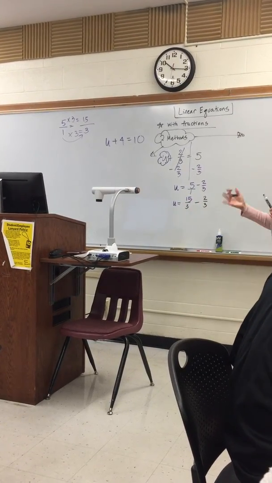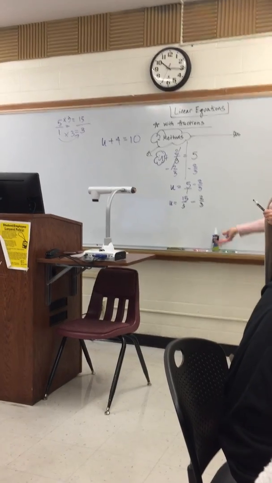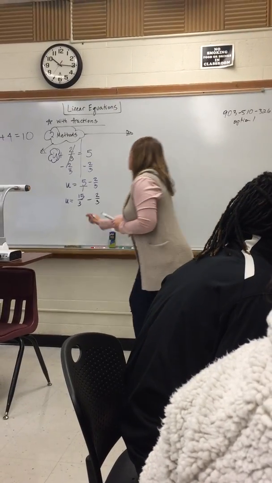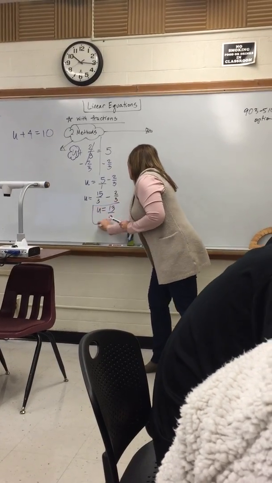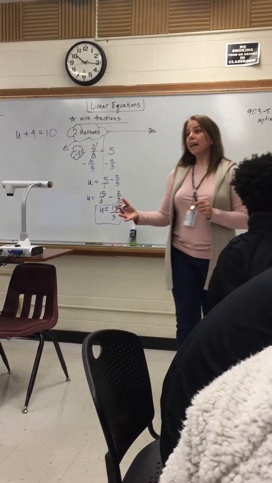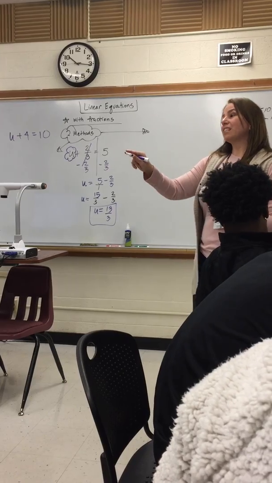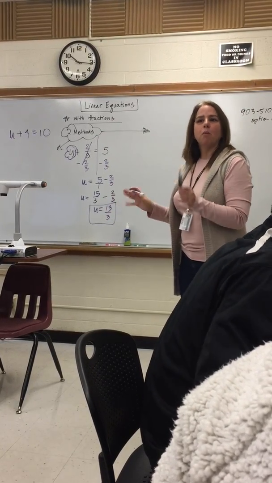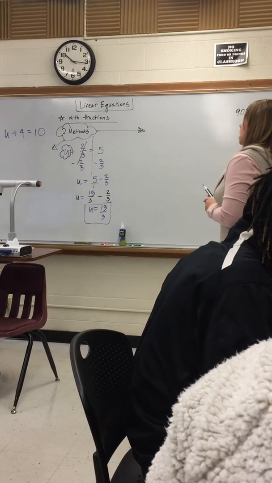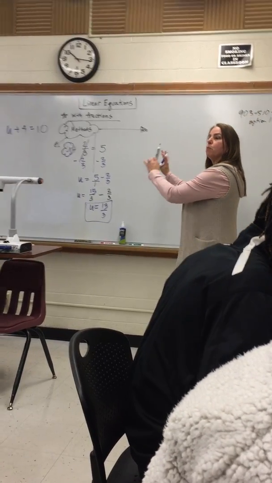So u is equal to 15 over 3 minus 2 over 3. And what's 15 minus 2? 13. So u is equal to 13 over 3. And that is your final answer. You can leave it like that. You don't have to convert it. If you hit the explanation, they probably converted it. I don't care, that won't matter. Okay, so that is method number 1.